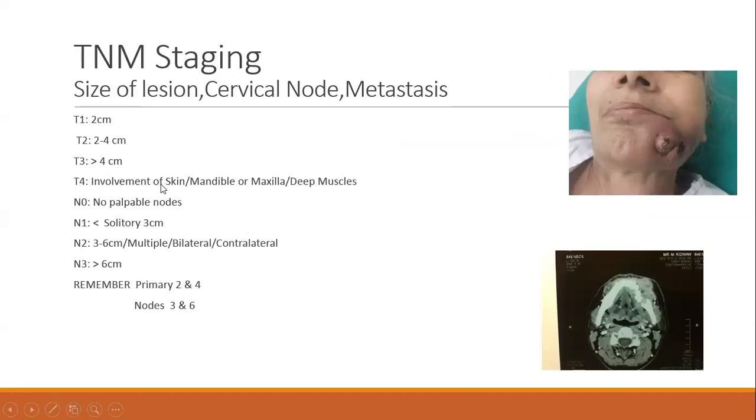And T4 is involvement of skin or mandible or maxilla or deep muscle. Okay, and in the lymph node, you remember these two figures, 3 and 6. N1 is less than 3, N2 is 3 to 6, or if they are bilateral, multiple, or contralateral, and N3 is more than 6 centimeters. All right.